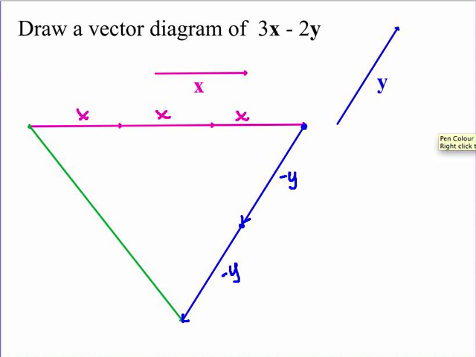So in this case, this would be 3x minus 2y. Oh, I did my x's. Okay. So let's go ahead and look at another one.